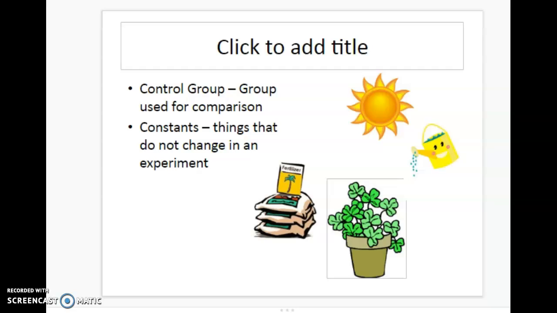Then you have constants. So we said that you could change the amount of sunlight, the fertilizer, water. If you're going to be doing a controlled experiment, the only thing that we can change is water. You have to keep the amount of sunlight the same, the fertilizer the same. Any other factors have to all stay the same, and those are called constants.